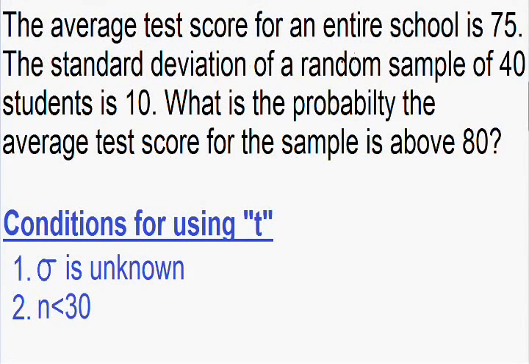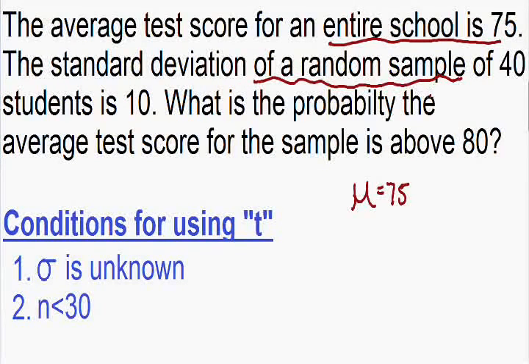So let's go over another example. Here it says the average test score for an entire school is 75. So our population average, once again, is equal to 75. And then it says the standard deviation of the sample of 40 students is 10. So we don't know the population standard deviation, we know the sample standard deviation. The sample standard deviation is equal to 10.